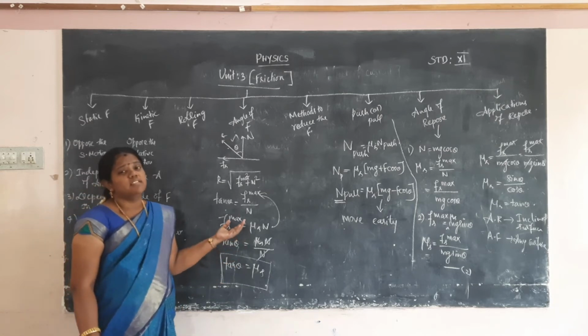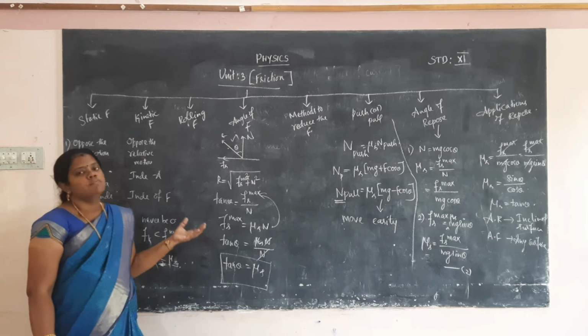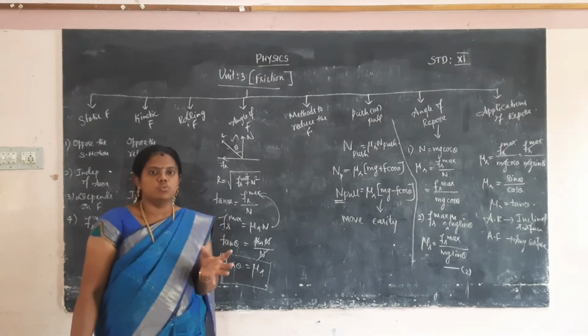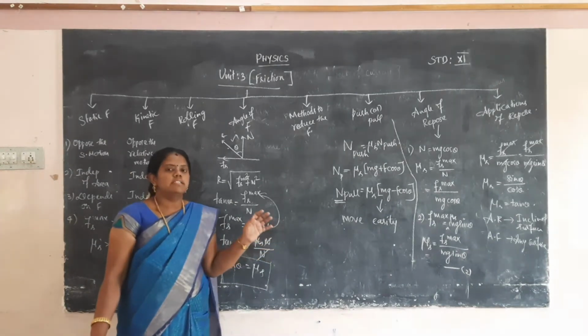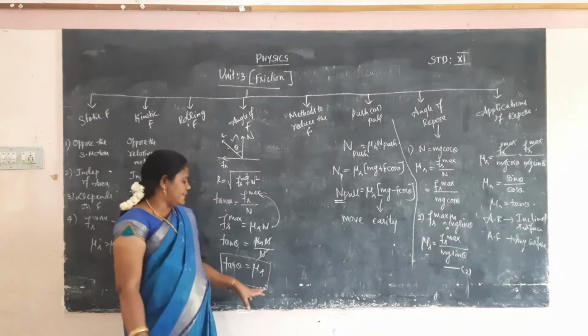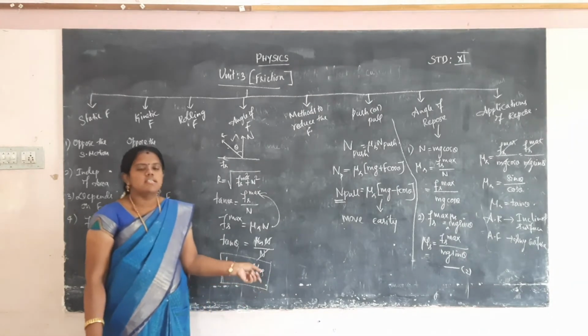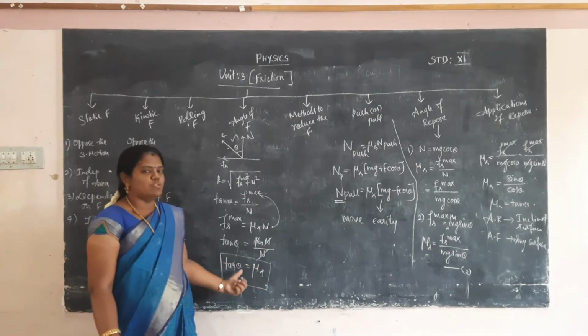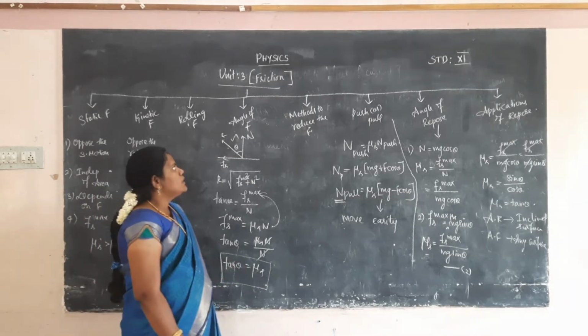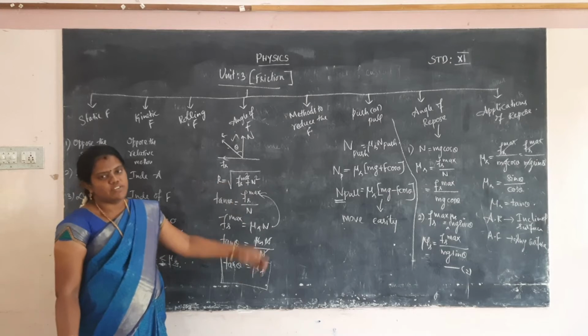It will give the angle of friction. Whichever way the object lies on the bottom surface, that angle tells the coefficient of static friction. Clear that now? So the finalized point is: the coefficient of static friction will be equal to the tangent of the angle of friction. Okay, clear? Okay. And the next topic is methods to reduce friction.